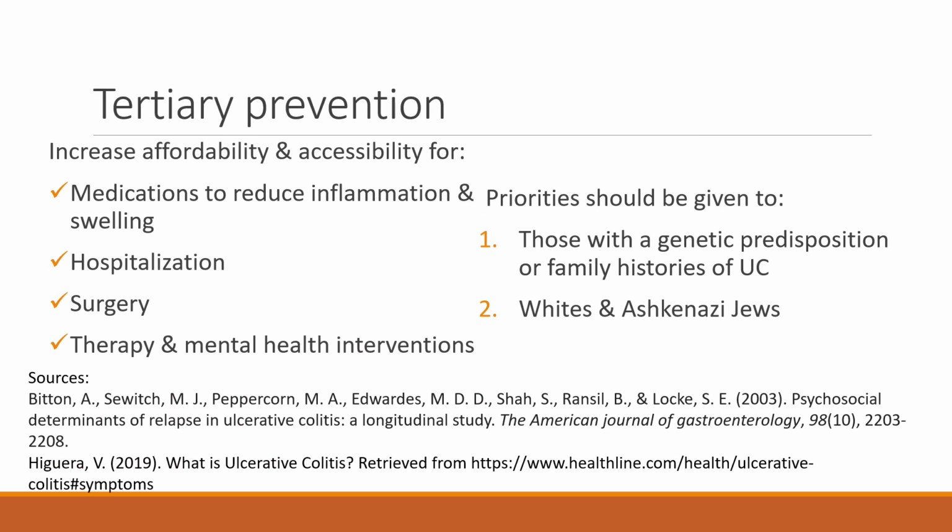With respect to tertiary prevention, attempts to increase affordability and accessibility for medications to reduce inflammation and swelling, hospitalization, surgery, therapies, and mental health interventions should be continued, and priorities should be given to those with a genetic predisposition or family histories of UC. Priorities should also be given to whites and Ashkenazi Jews.